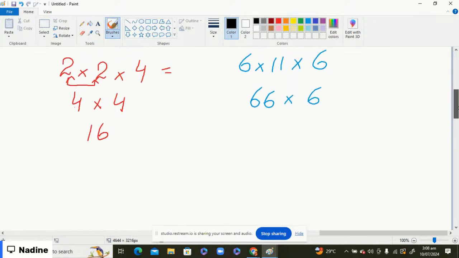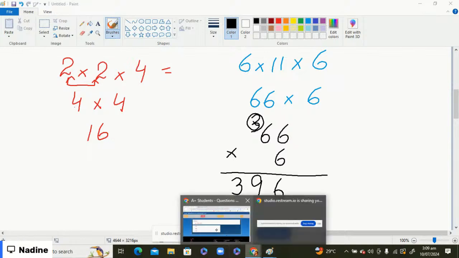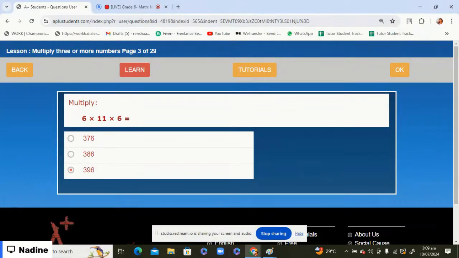So here, 66 times 6. 6 times 6 is 36. So here you put 6. 3 is carry. 6 times 6 is 36, plus 3 is 39. 396. My answer is 396. Okay, now let's check. This is 396.